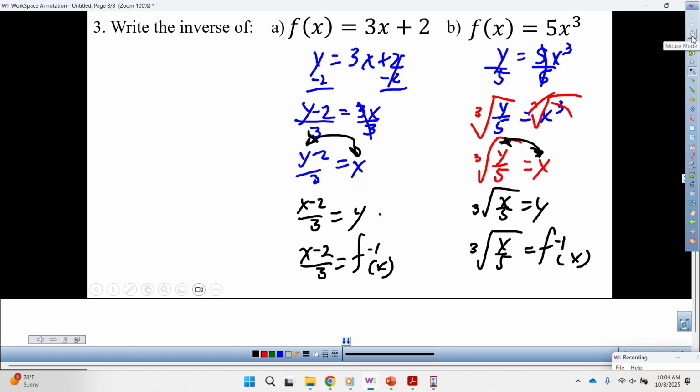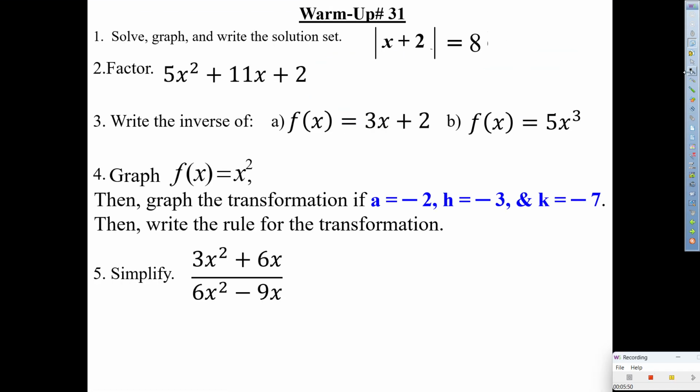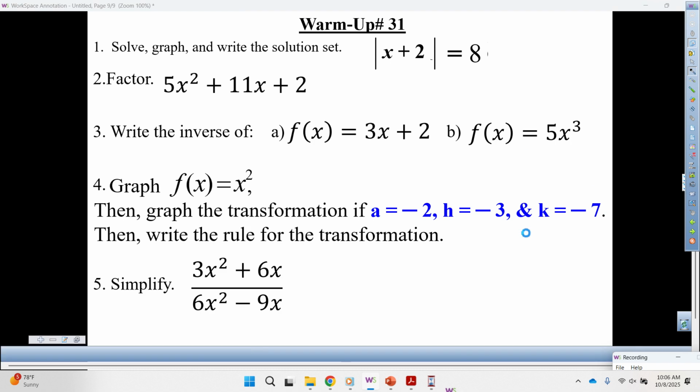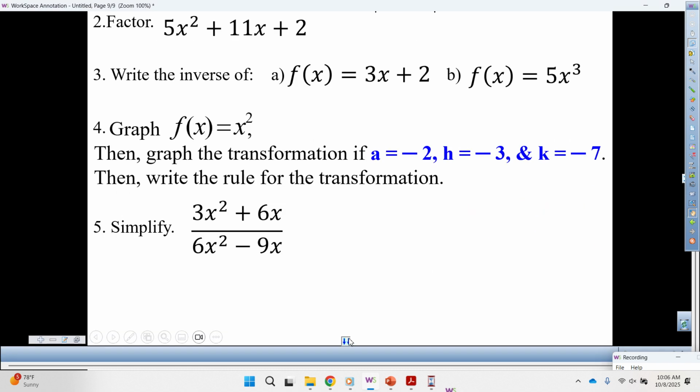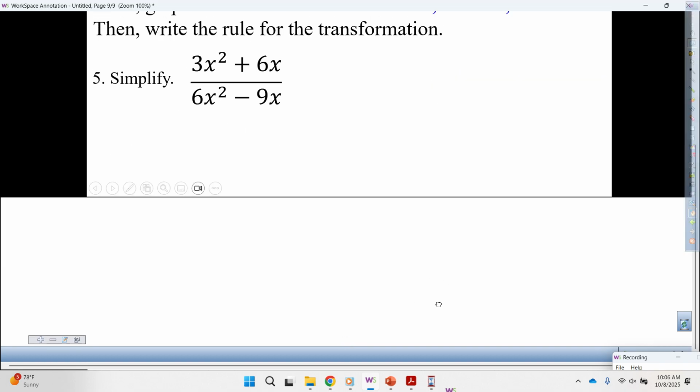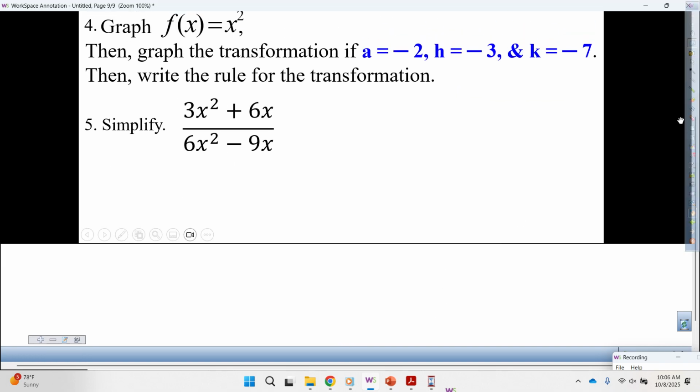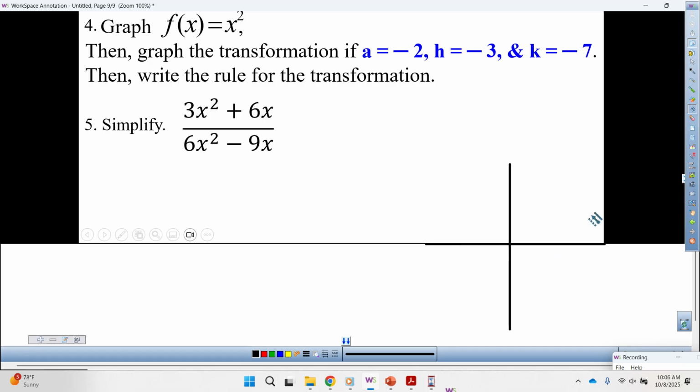All right, number 4. Once again, I'm going a little bit faster because today's a minimum day, we only have about half an hour instead of our full 50-some minutes. Number 4 says graph f of x equals x squared. So let me get a coordinate plane going over here. All right, with your neighbor, find the 5 points for f of x equals x squared, please.